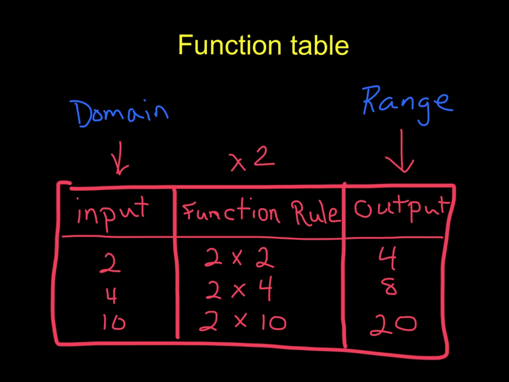Two other words that we can use in place of input and output are domain and range. So the domain is just the first set of numbers, in this case the input, and the range is the second set of numbers, that's the output.